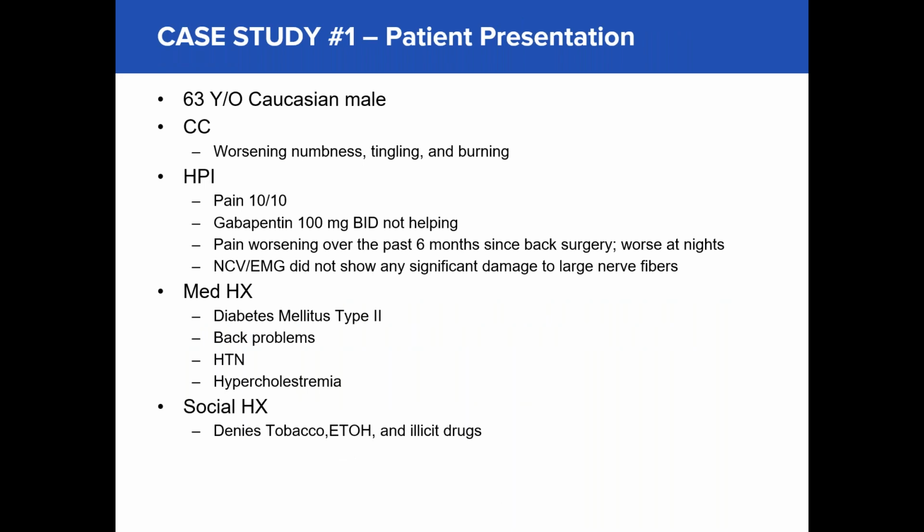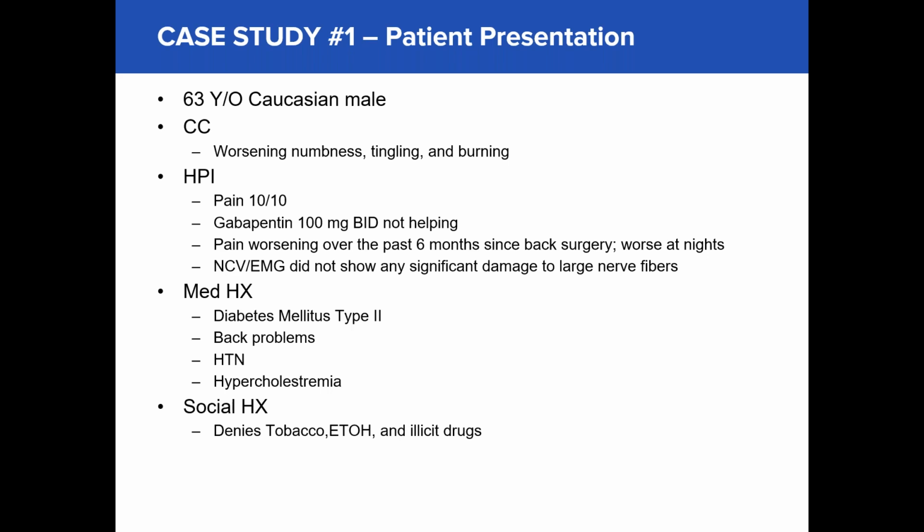So here's our first case study. This is a 63-year-old Caucasian male. He presented with worsening numbness, tingling, and burning in both feet. He graded the pain level at a 10 out of 10. He is currently taking gabapentin 100 milligrams twice daily, which he says is not helping. His pain has been worsening over the past 6 months. Since he had his back surgery, the pain is worse at nighttime.